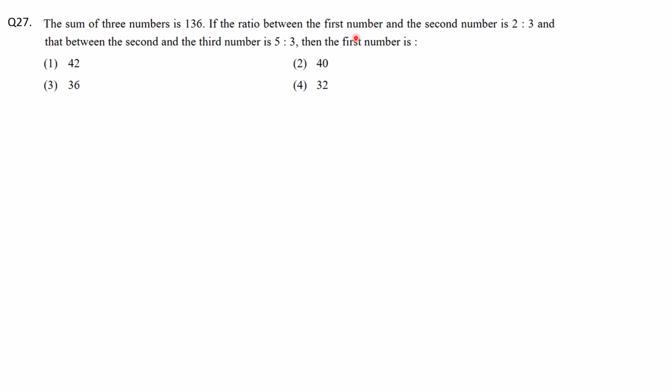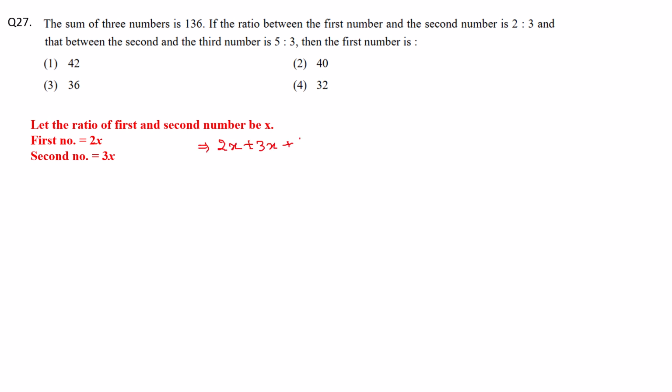So first of all, I'll assume the ratio of first and second number as x. So if ratio is x, it means first number is 2x, second number is 3x. Now the first statement says that sum of the three numbers is 136. First number is 2x, second number is 3x, third number I am writing as third number itself, and it is equal to 136. So from here I will get my third number as 136 minus 5x.